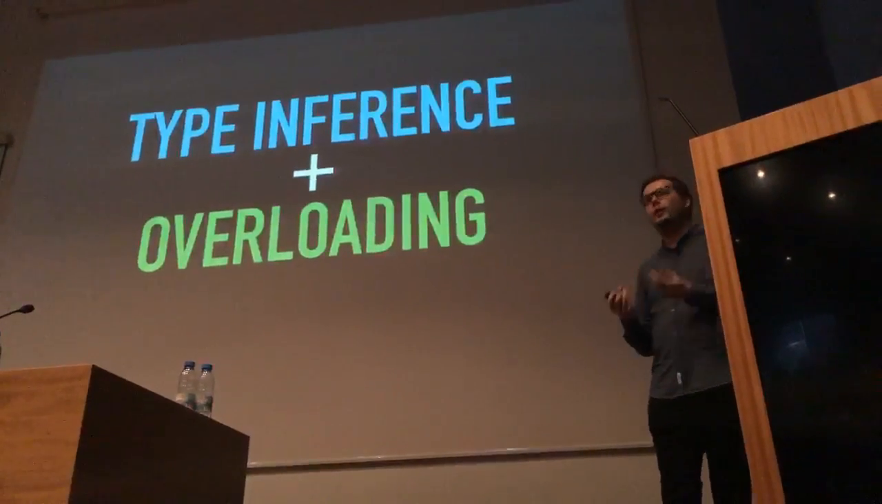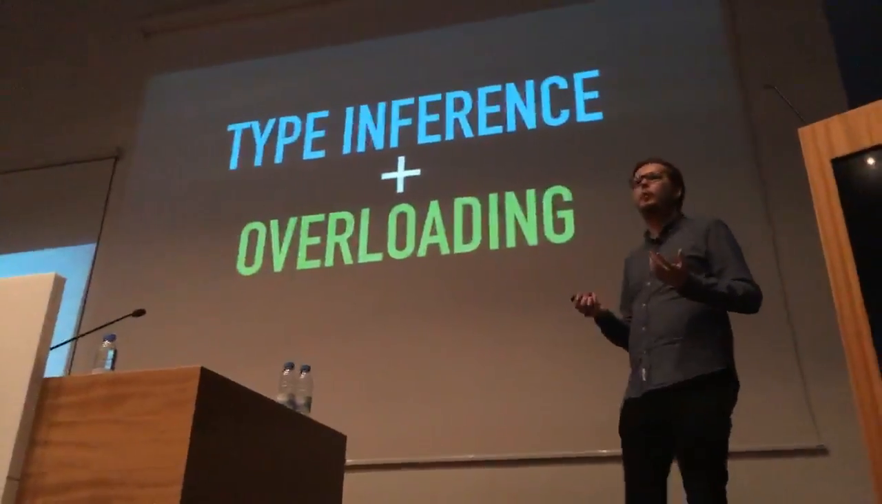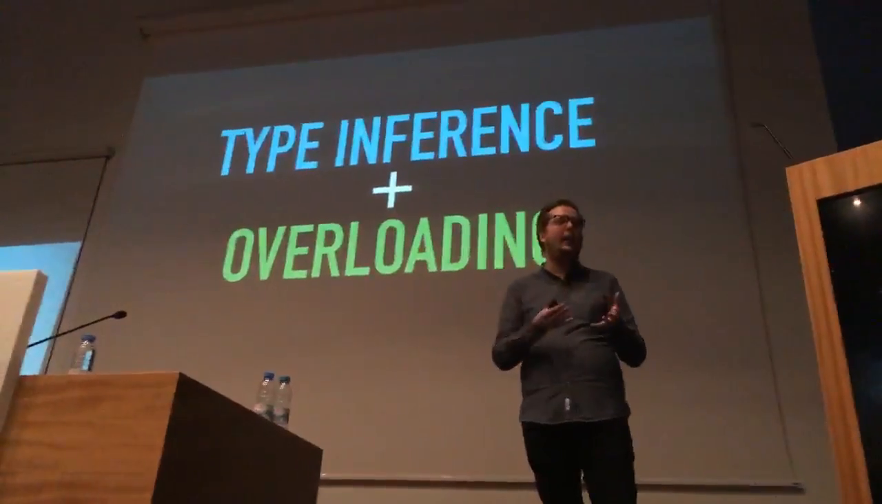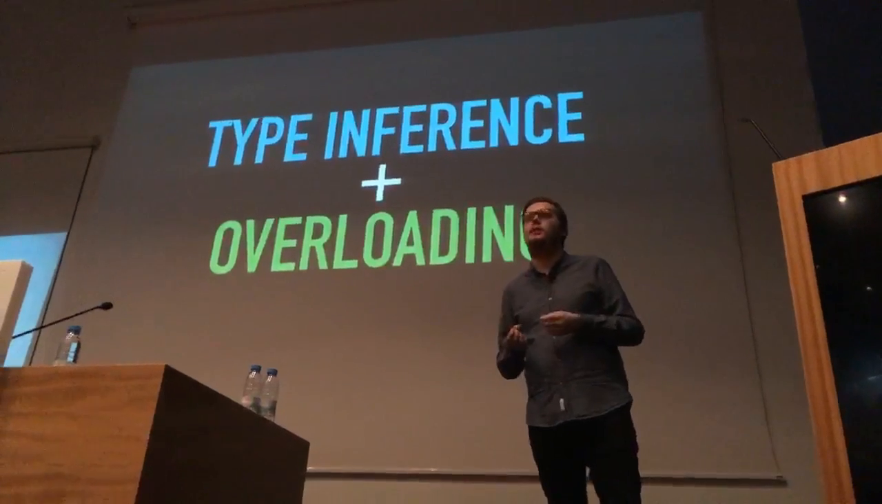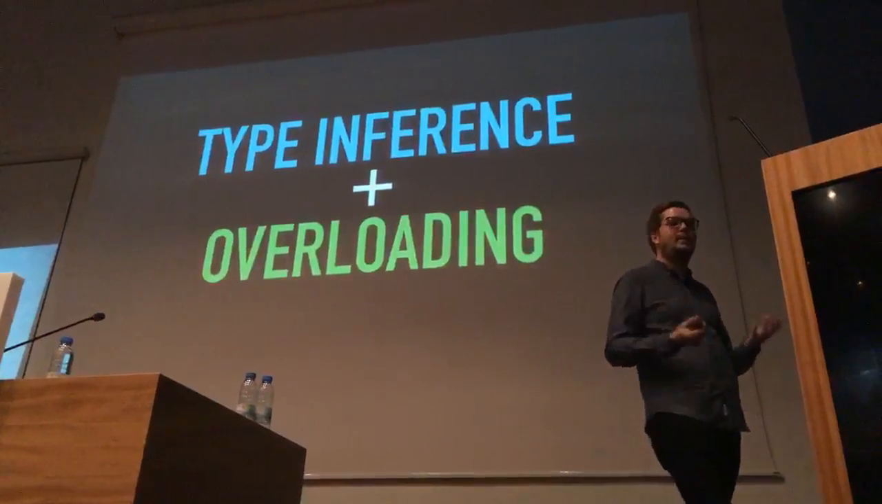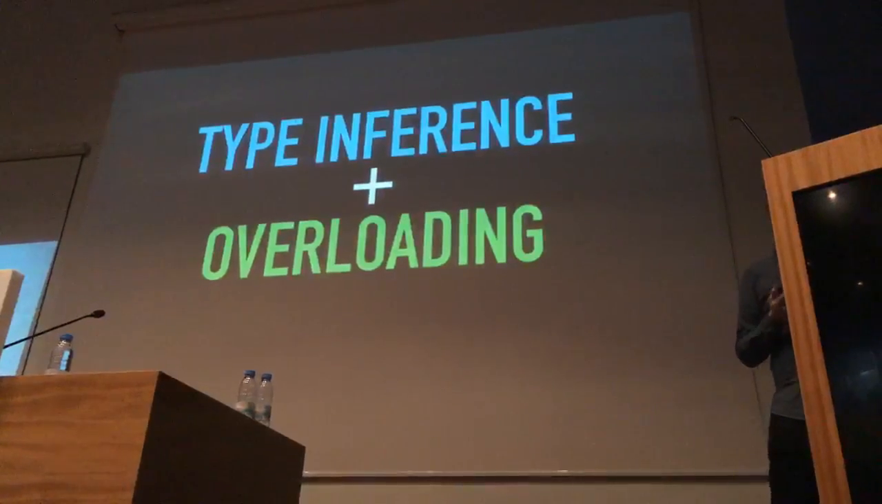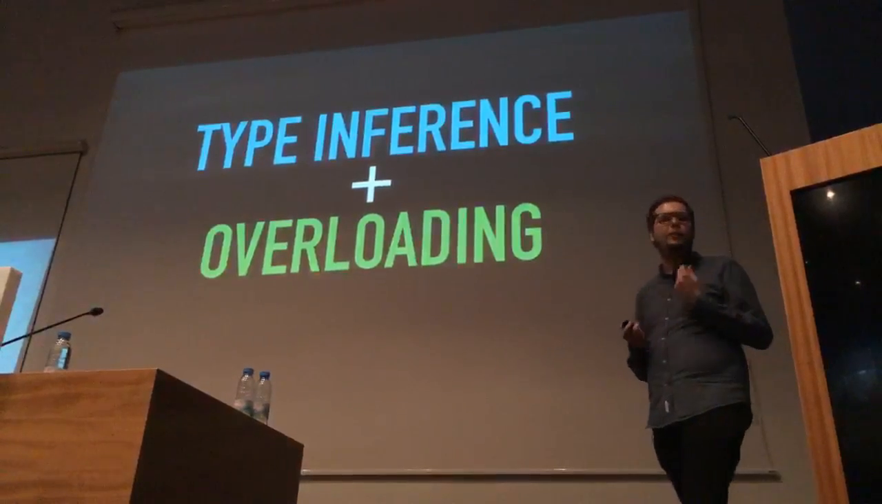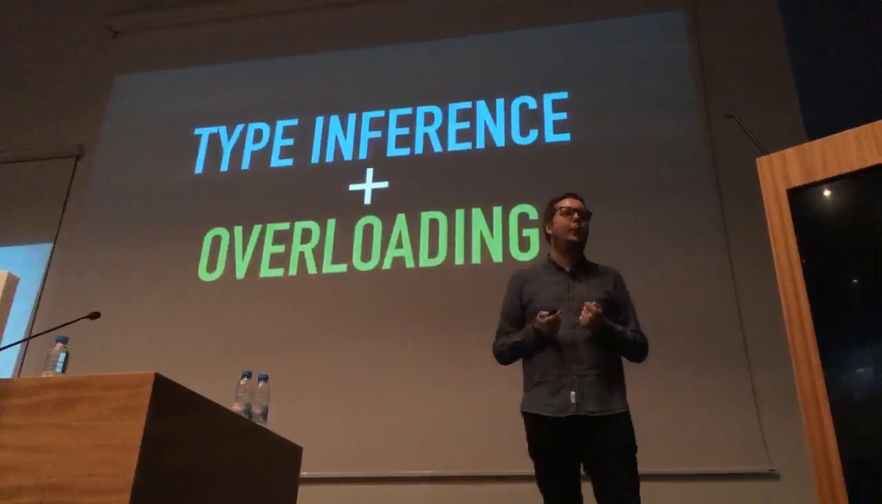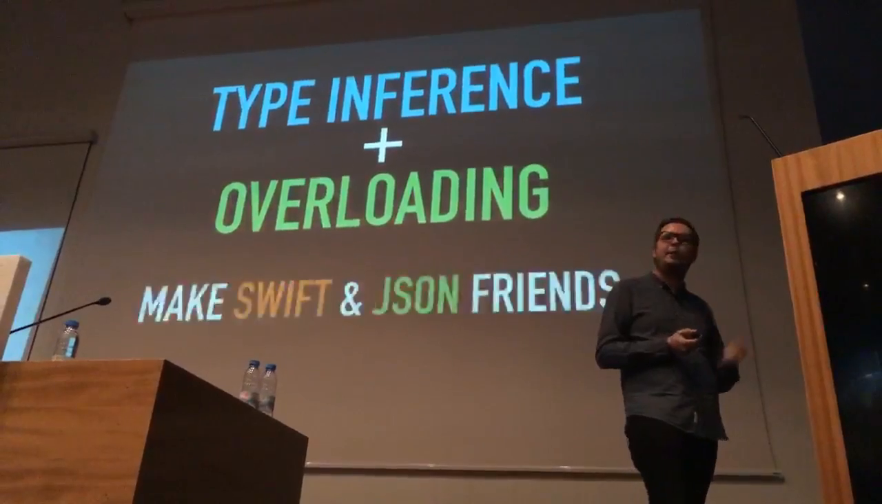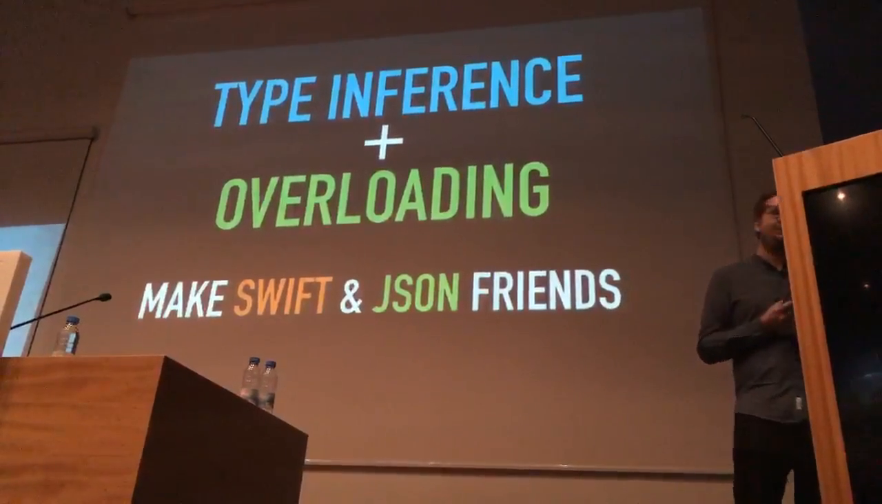So we have to do less work, and we can actually get better performance, because the compiler can inline a lot of these things and statically dispatch to them, which makes things a lot simpler. So I realized quite quickly that using type inference and method overloading was how I was going to make Swift and JSON be more like friends.